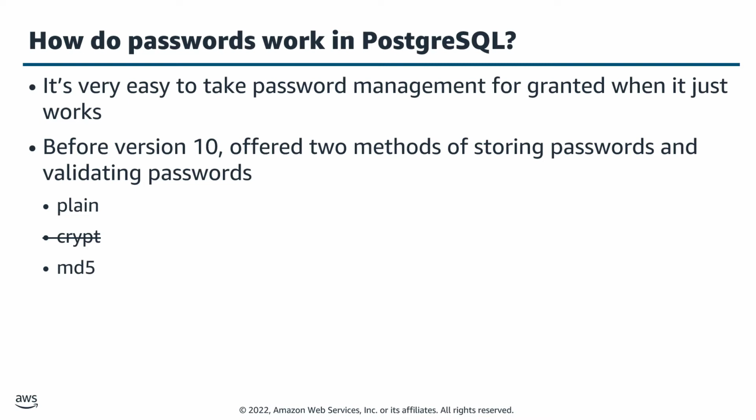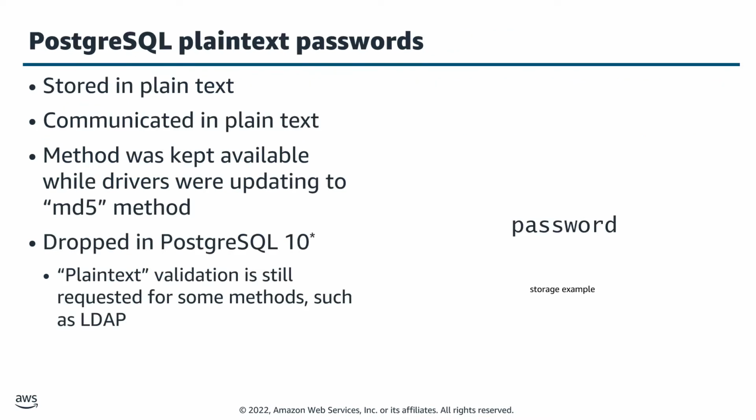Before Postgres version 10, there were two ways for you to manage your passwords in Postgres. There was plain text and there was MD5. There was a method available called crypt, which integrated at the operating system level, but that was removed a long, long time ago. But the main two methods were plain text and MD5. So let's talk about plain text first, and then we'll go into MD5.